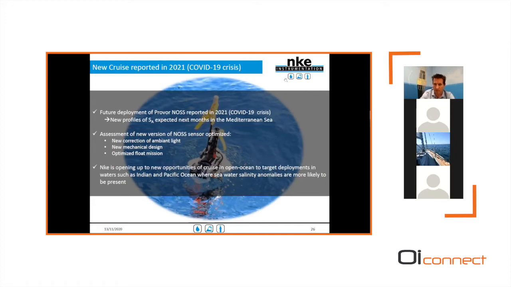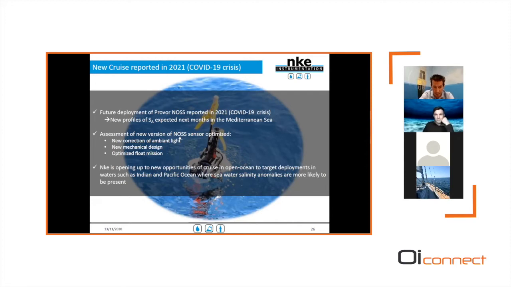So just my last sentence is, Enki is opening up to new opportunities of cruises in open ocean to target deployment in waters such as the Indian and Pacific Ocean, because we know that in this area we have very high composition anomalies. So where seawater salinity anomalies are more likely to be present, of course.